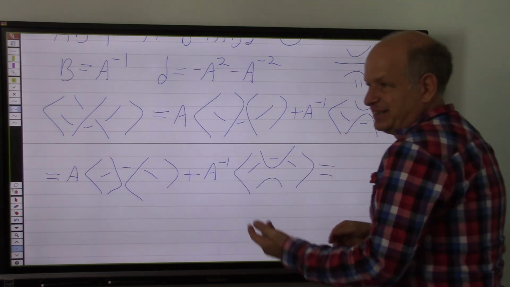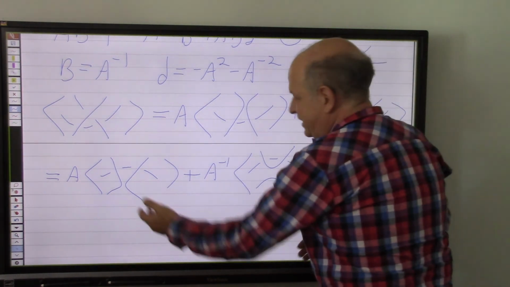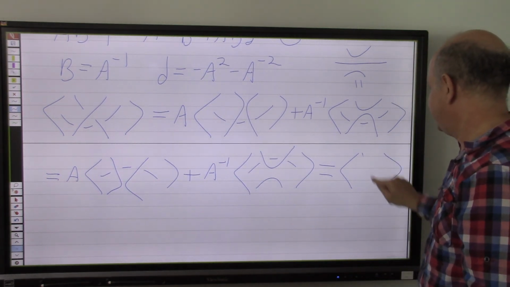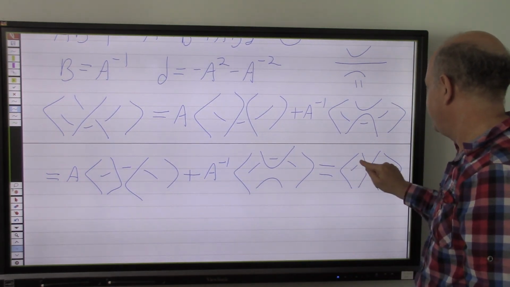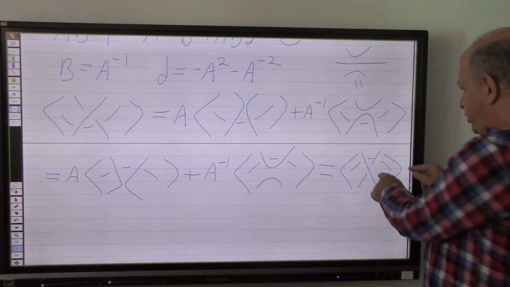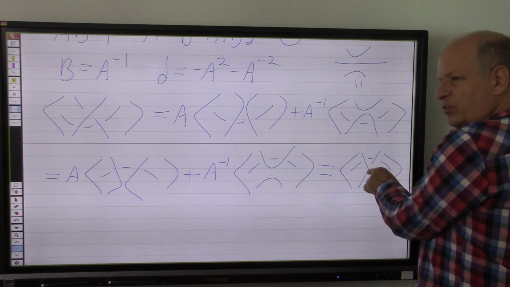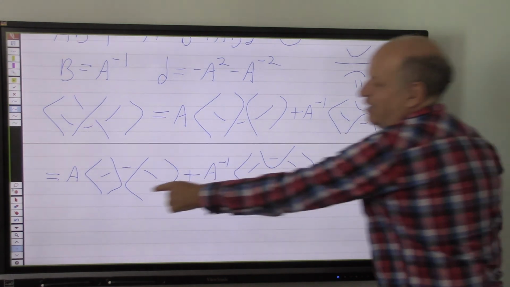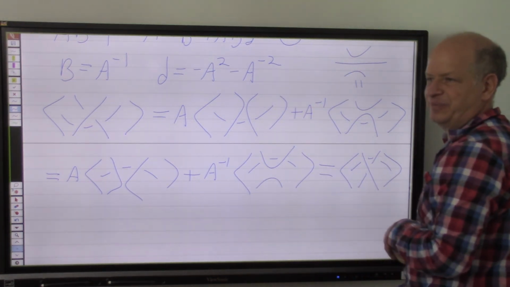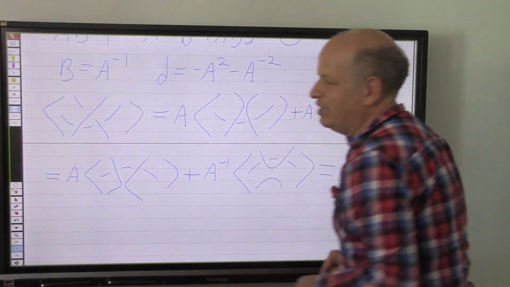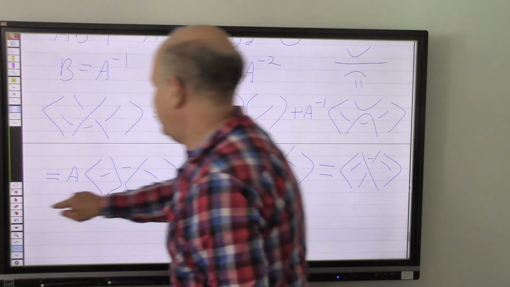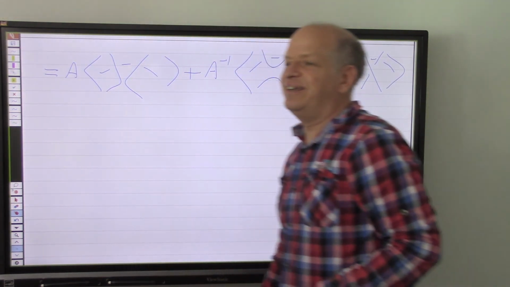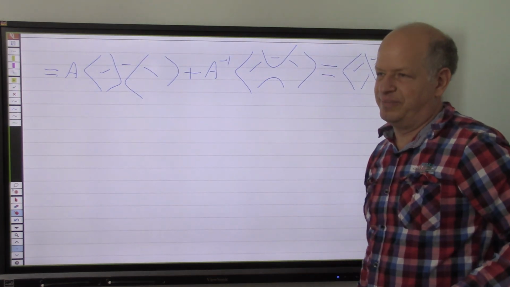But you see, this is exactly what you get when you compute the bracket of the other side of the Reidemeister move. Because if you take this bracket and expand only the middle crossing, the lowest crossing, you'll get A times this plus A inverse times that. So we've shown invariance under Reidemeister 3. It would be highly disappointing if we don't get invariance under Reidemeister 1.